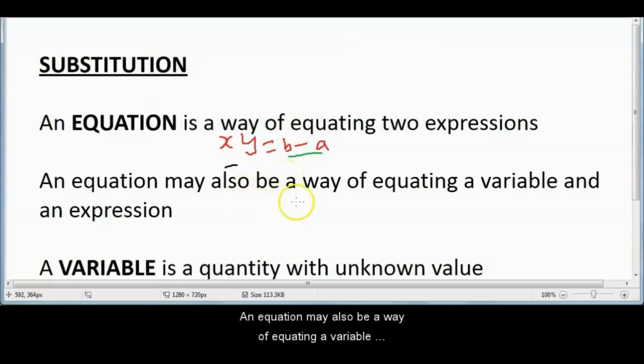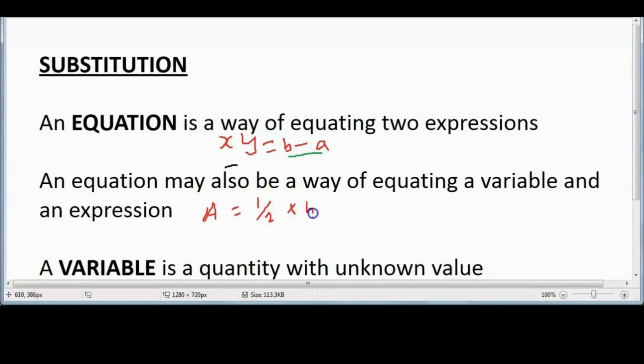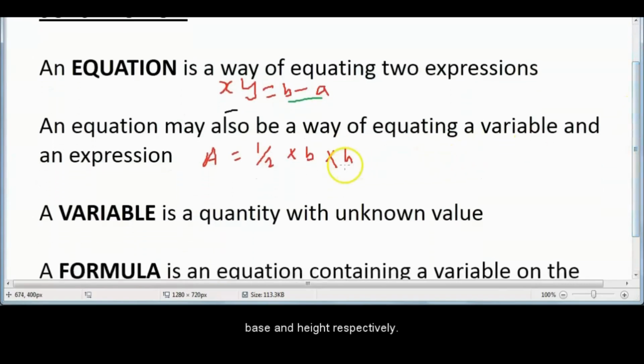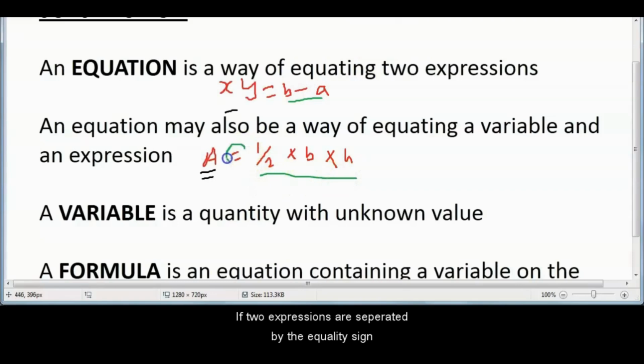An equation may also be a way of equating a variable and an expression. Example: A is equal to half times b times h, where b and h stand for base and height respectively, and where A is the variable on one side of the formula or equation, and half times b times h is an expression on the other side. The two expressions are separated by the equality sign.